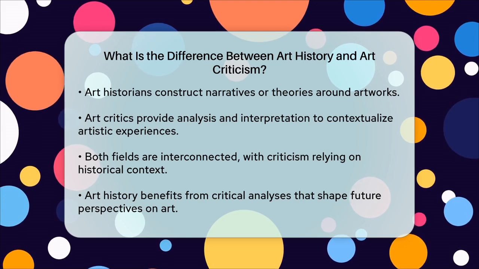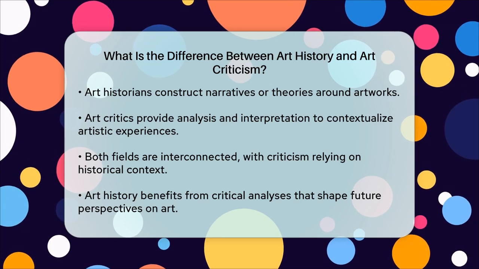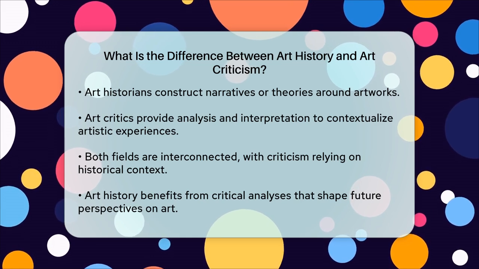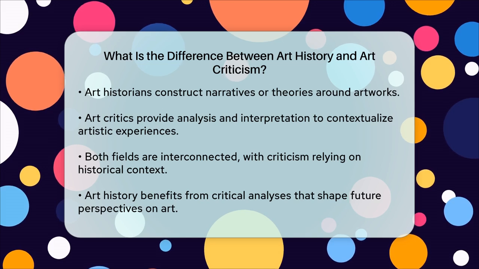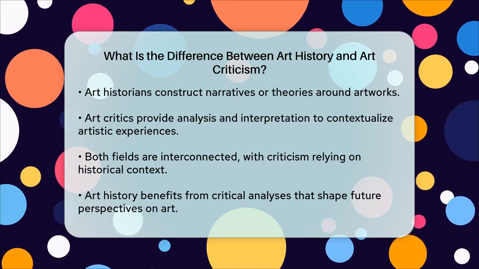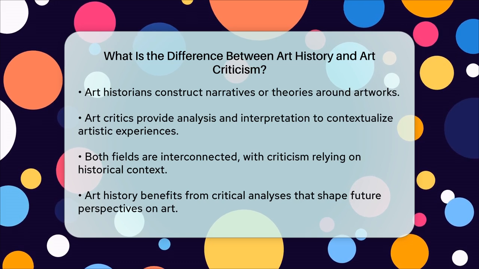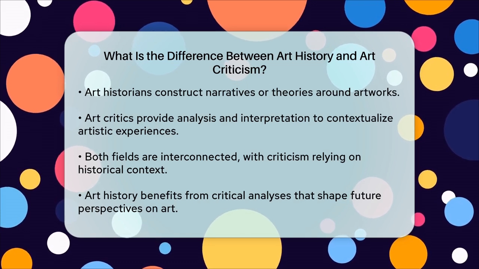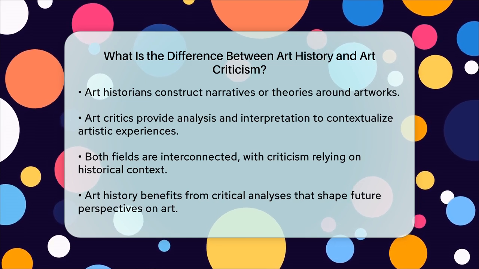In summary, while art history focuses on placing artworks within their historical context and understanding their broader significance, art criticism is about evaluating and interpreting the meaning and quality of artworks, often with a focus on contemporary pieces. Each field complements the other, providing a richer understanding of art and its role in society.